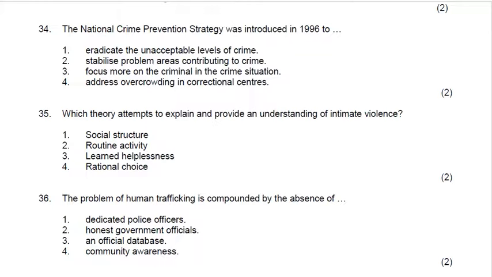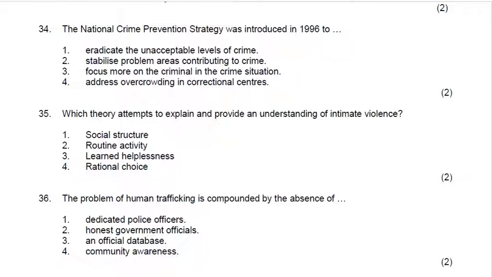34. The National Crime Prevention Strategy was introduced in 1996 to, the answer is 1, eradicate the unacceptable levels of crime. This is found on page 114 of our study guide.